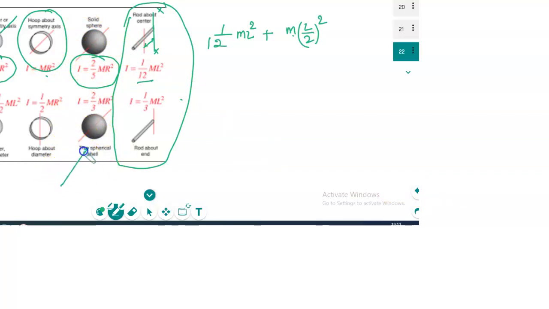This is the thin spherical shell. Thin spherical shell means hollow spherical shell. When we say this, it is like a hollow rubber ball, a tennis ball, we can say. This is the cricket ball, solid inside.